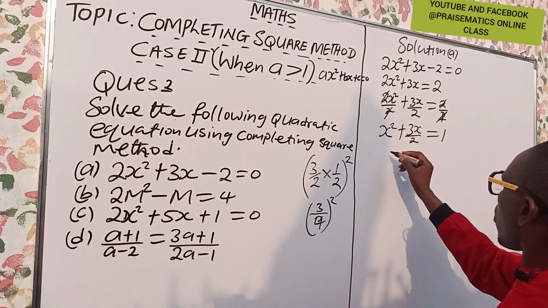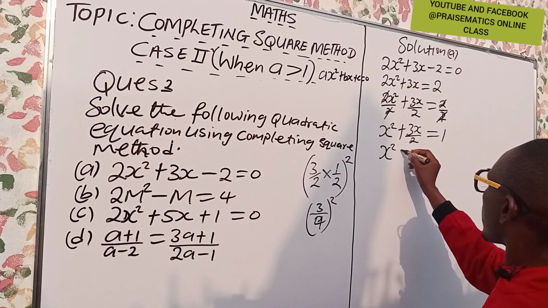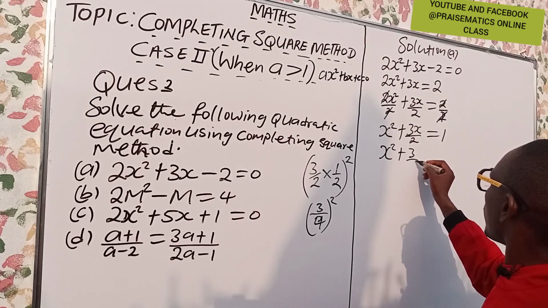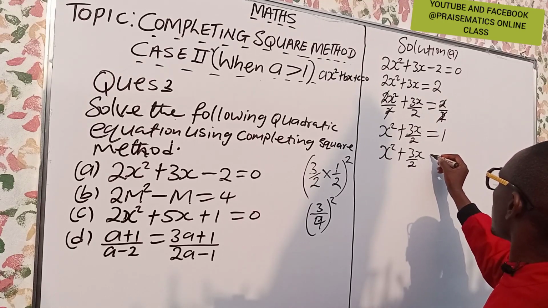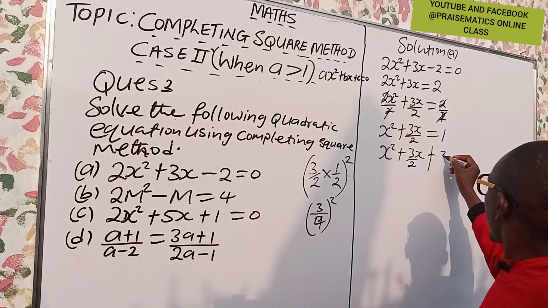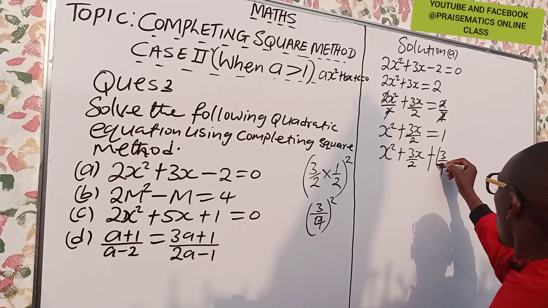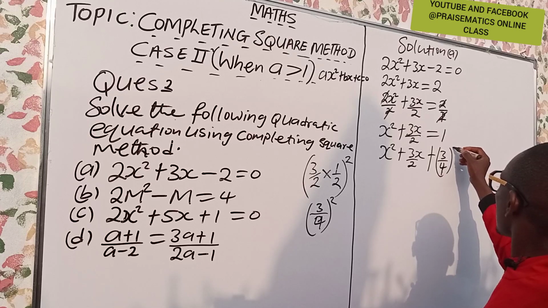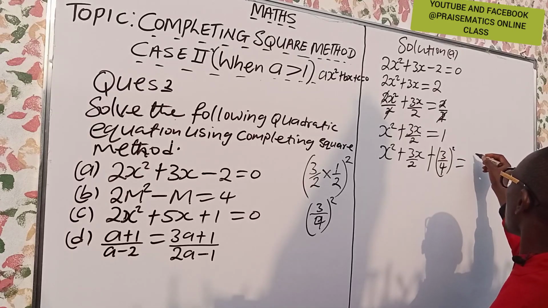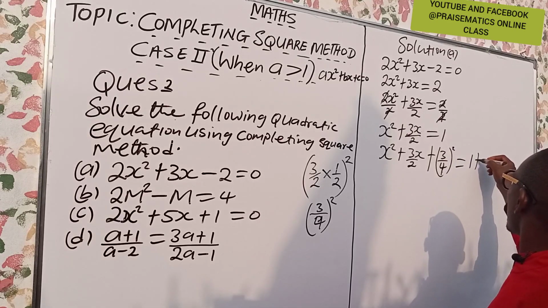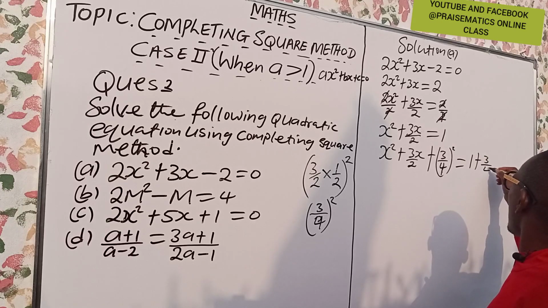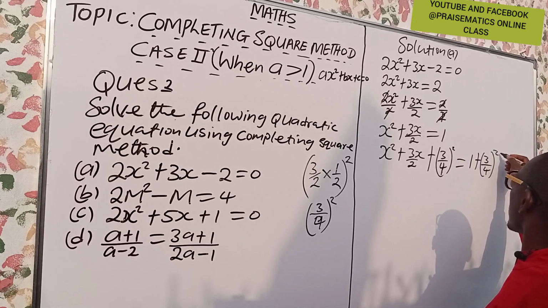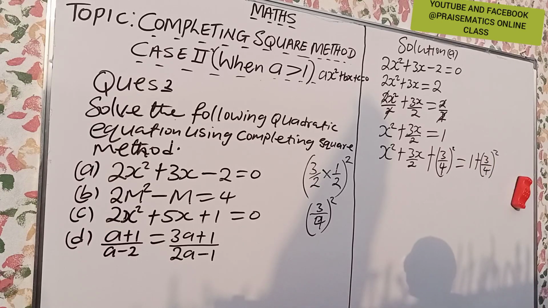See the result. So what we have now is x squared plus 3 over 2 x plus (3 over 4) all squared is equal to what? 1 plus what? (3 over 4) all squared. Now what do we do again? Next step.